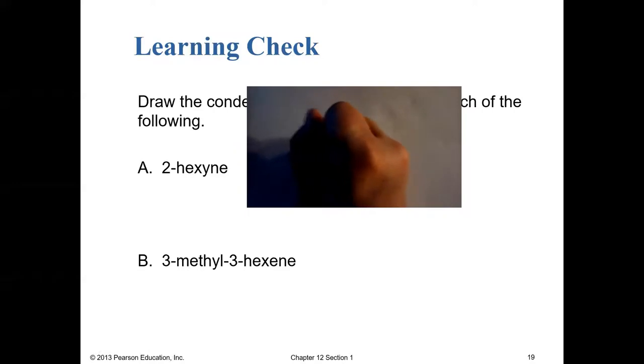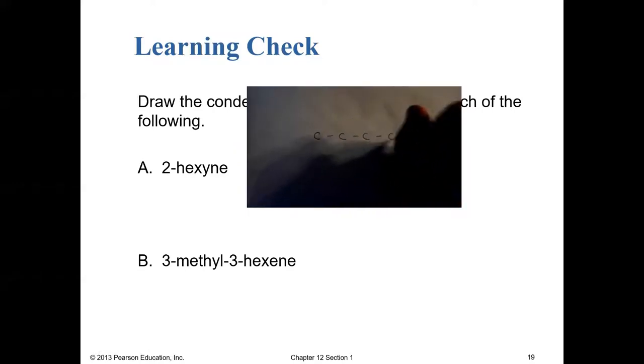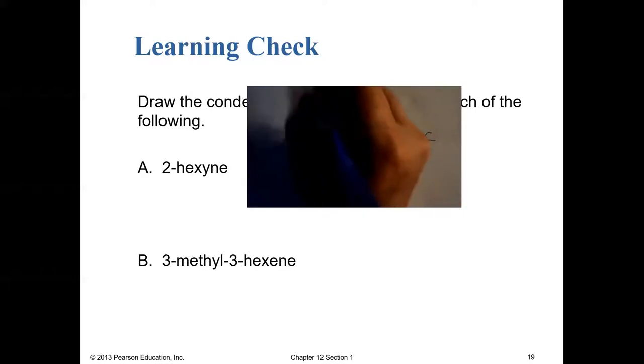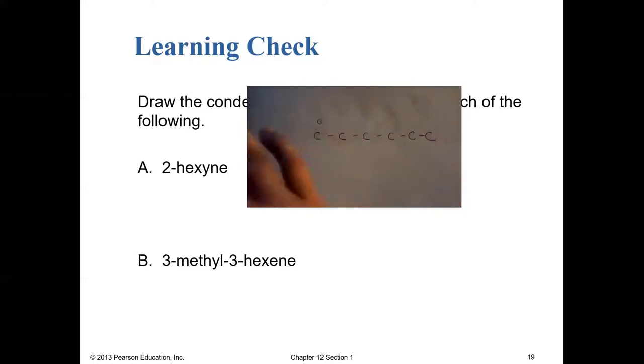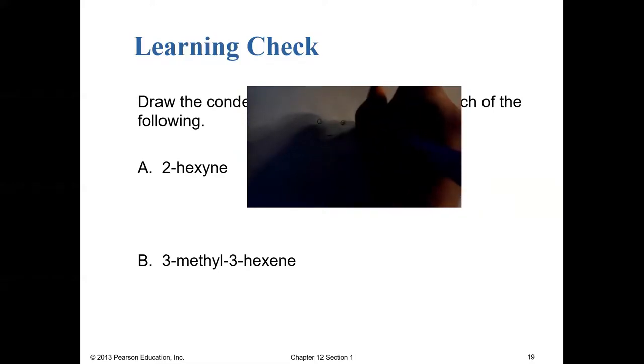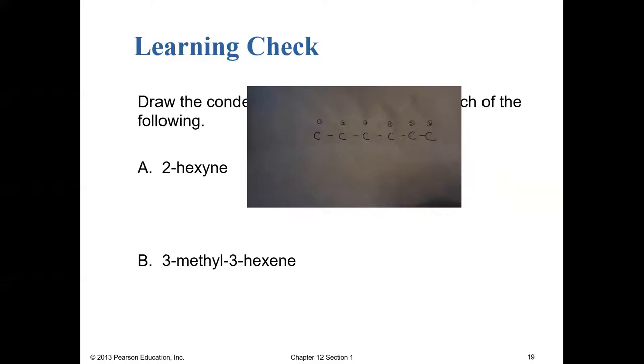So we'll just start drawing 1, 2, 3, 4, 5, okay, and then 6. So here are my 6 connected carbons. And then, this is up to you, I always like to number it up here from right to left if I'm doing it on my own, but it can be up to you. I'm gonna number 1, 2, 3, 4, 5, 6. So those are my numbers.